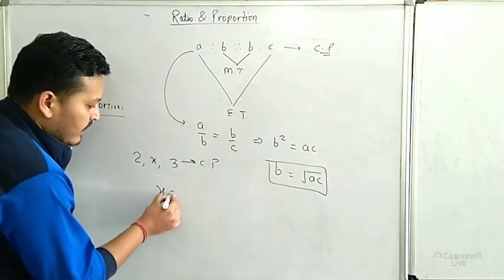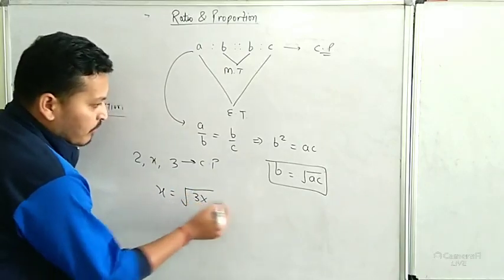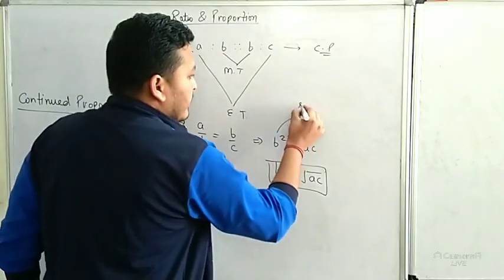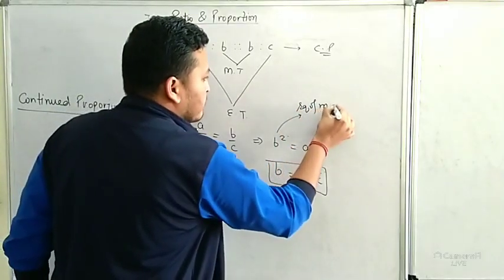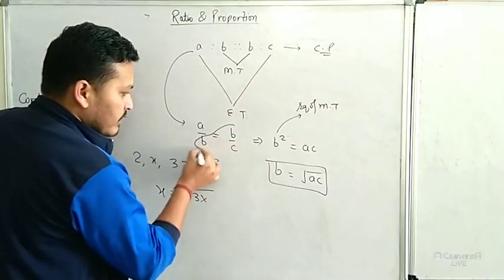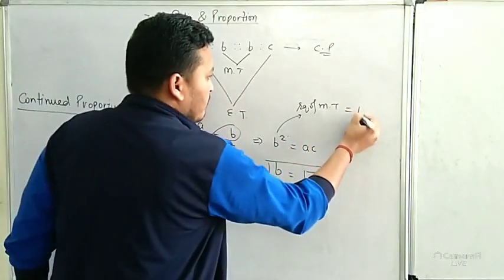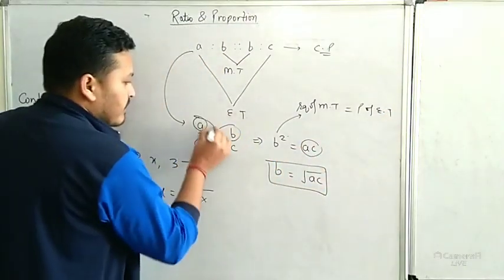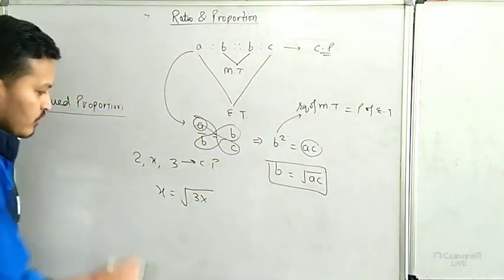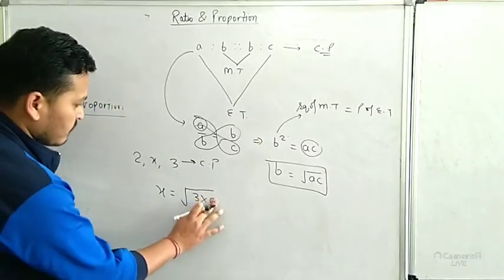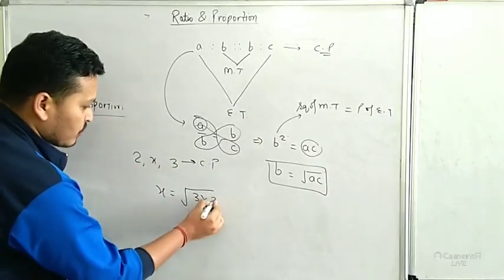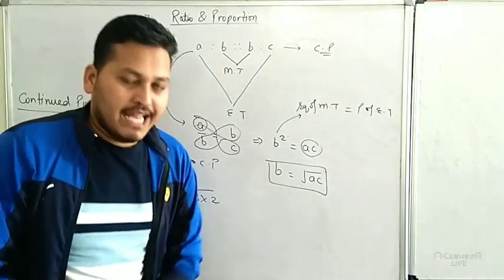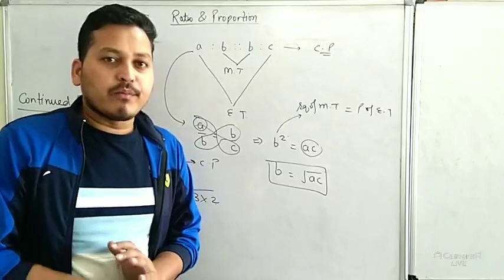X. So x is equal to, we can write directly, देखो ये क्या है, इसको अगर हम explain करें, it is the square of mean term is equal to product of extreme terms. A and C are the extreme terms, so product of extreme terms. Okay, so x is equal to 3 into 2, product of extreme terms, so x is equal to root 6. So this is the solution and the concept of continued proportional.